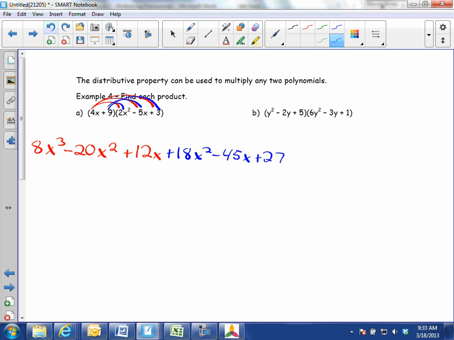Now we can do some simplifying. So I would look for the biggest exponent first. What's our biggest exponent? X cubed. Do you have any other x cubes to put this guy with? No. Alright, then we do squares. Negative 2x squared. 2x squared, good. And then the x's, negative 33.